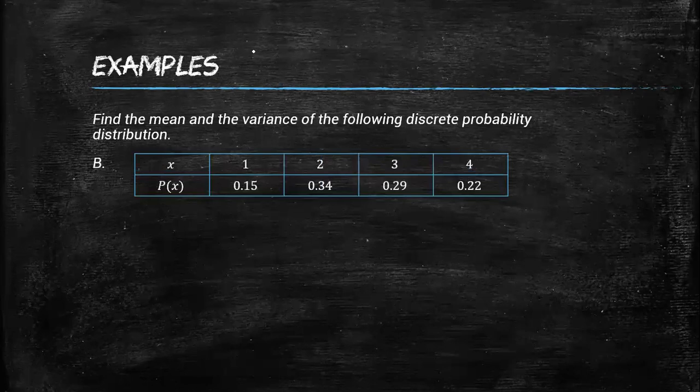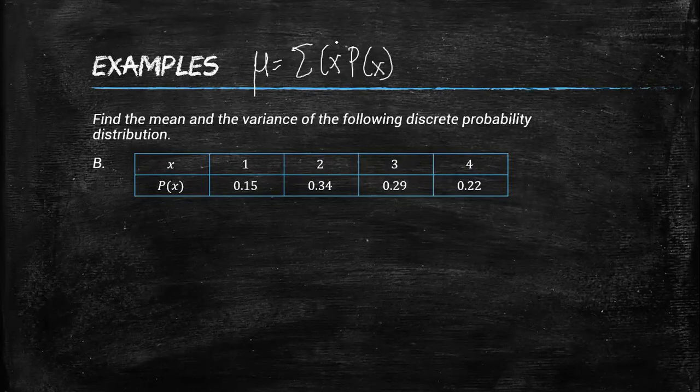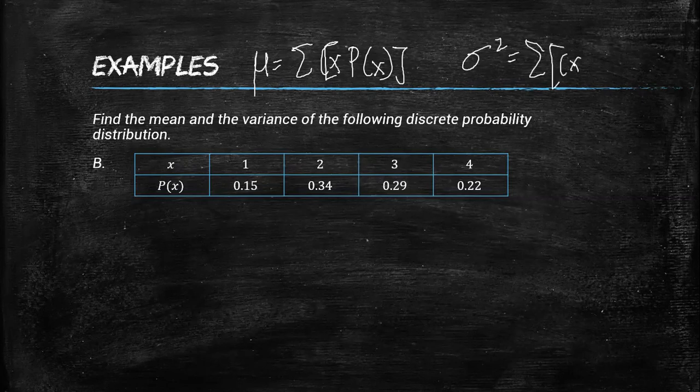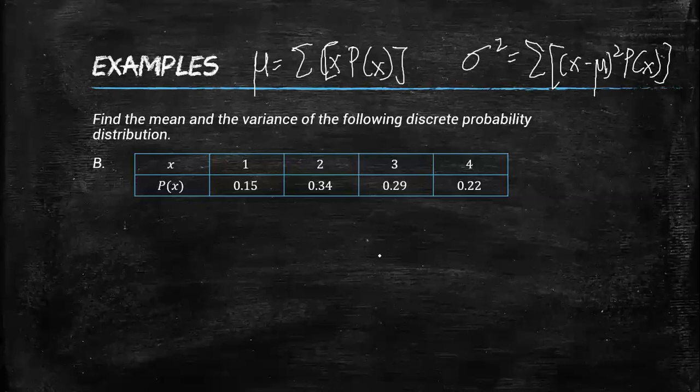Okay, ngayon, for example, letter B, I will write the formula first. So we have the mu is equal to the summation of x times p of x. Bracket dapat pala to. And sigma squared is equal to the summation of (x minus mu) squared times p of x. Okay, so I'll be giving you 5 minutes to find the mean and the variance of the following discrete probability distribution. Take note, class, pinalitan ko to, so hindi na ito yung examples na B doon sa ibang lessons.